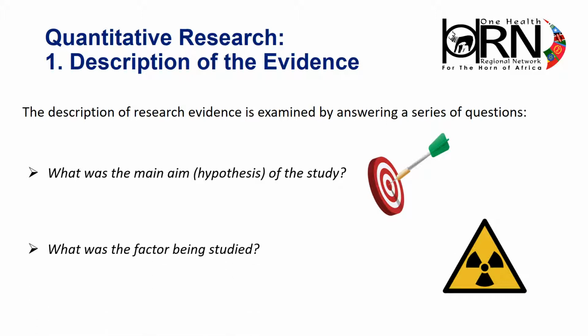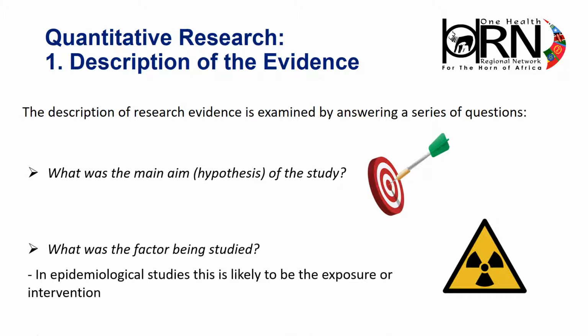What was the main study factor? In epidemiological studies, this is likely to be the exposure or intervention. In some studies, the study factor will be obvious, and it's often stated in the title. However, in other work, this may be less clear, or the study may be exploratory, investigating many potential study factors. Studies investigating many study factors are more likely to detect statistically significant findings by chance, creating type 1 errors.